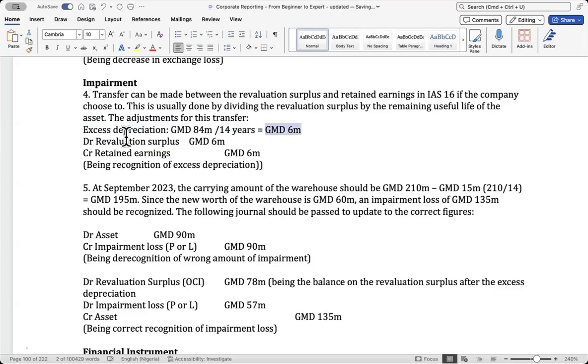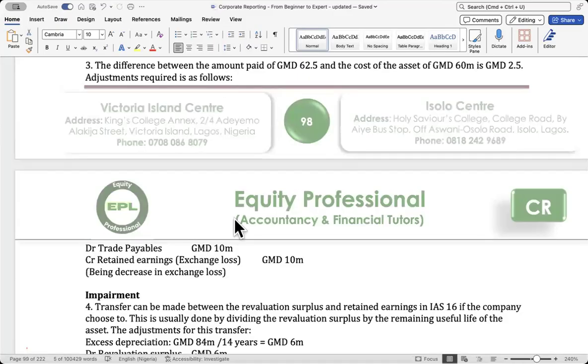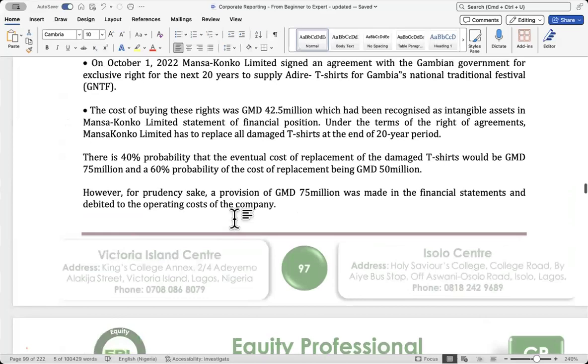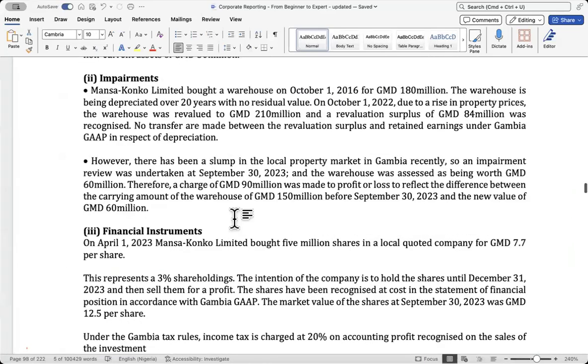So I debited revaluation surplus, I credited retained earnings. So I just did what it did not do, being recognition of excess depreciation. And that was how I corrected that. So that has been corrected. If you didn't know, you know it now. If you don't understand it, you can listen to this audio again.